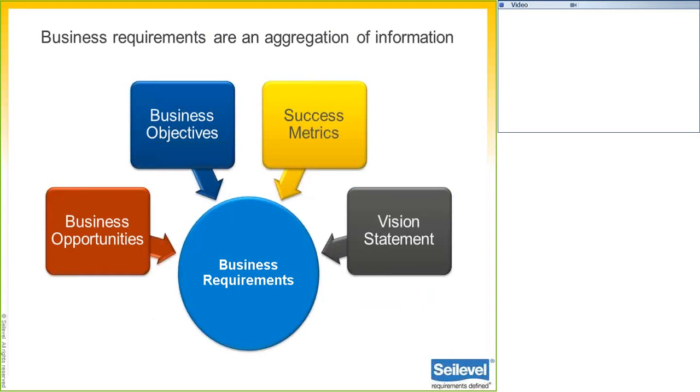So again, business requirements are an aggregation of a few types of information. And these are the four types of information. We're going to go through each one of these one at a time, but we have business opportunities, business objectives, success metrics, vision statements. So let's look at each one in a little bit more detail.